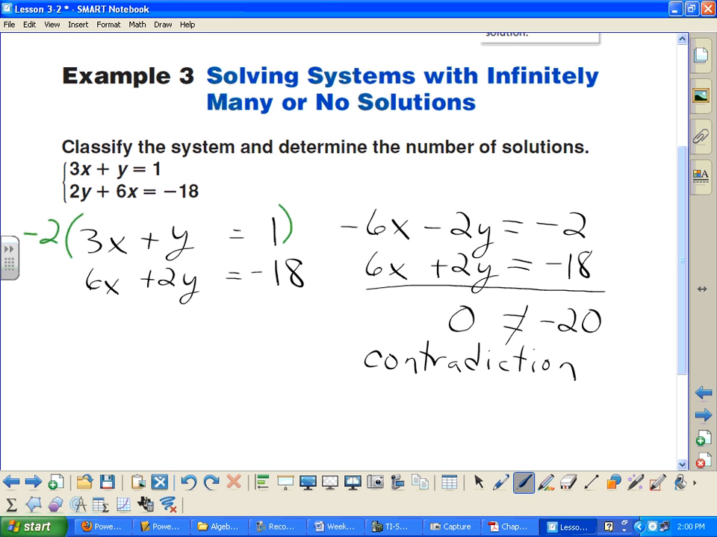So what do you think happens with those two lines then? Would that be the same line, or would it be parallel lines? Parallel lines, because there's no solution. So in this case, this would be an inconsistent system, and there's no solution. When there's a contradiction, they're inconsistent, and there's no solution.